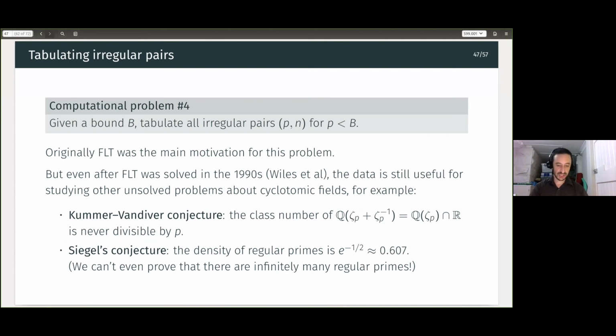So the next computational problem I want to talk about is to compute all irregular pairs for primes up to a given bound. Originally, Fermat's last theorem was the motivation for this problem. But these days, Fermat's last theorem got proved by other means. But it's still interesting for people working in cyclotomic fields. So, for example, the Kummer-Vandiver conjecture is still an unsolved problem about cyclotomic fields. It claims that the class number of the maximal real subfield of the pth cyclotomic field is not divisible by p.